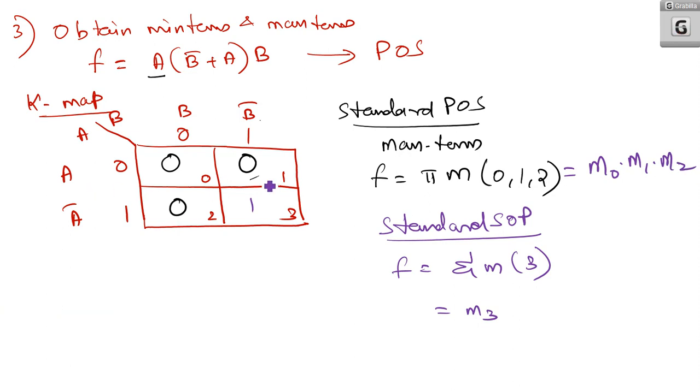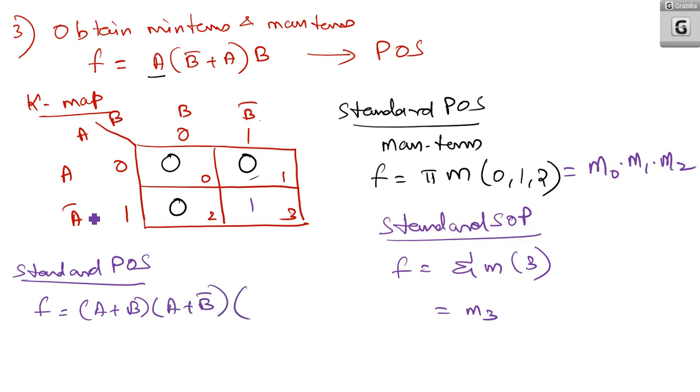If you need to write the standard POS form from the K-map, you can write it as F is equal to A or B, and A or B bar, and A bar or B. That is the standard POS form of representation.